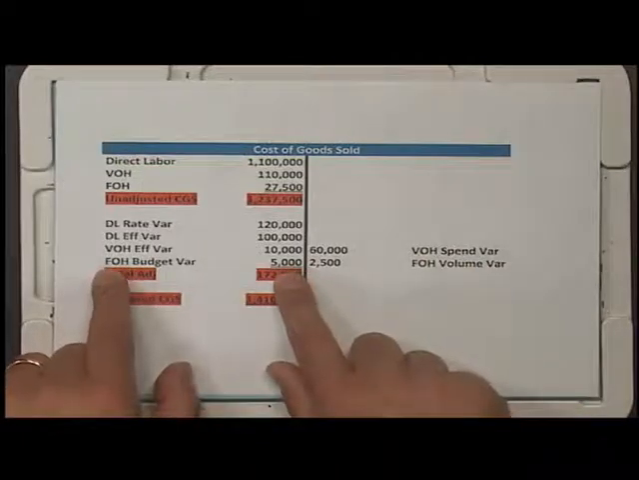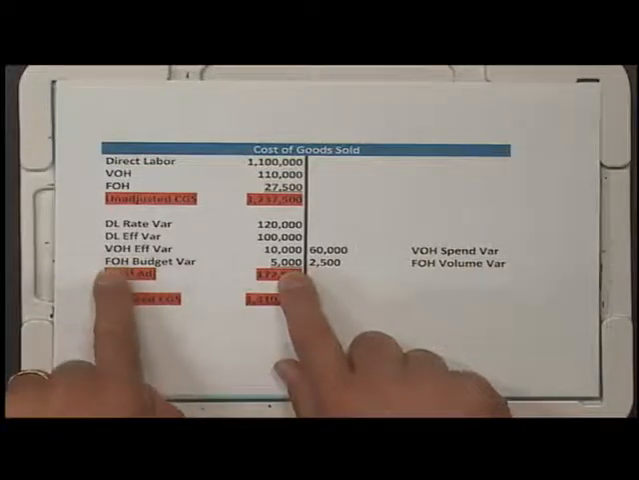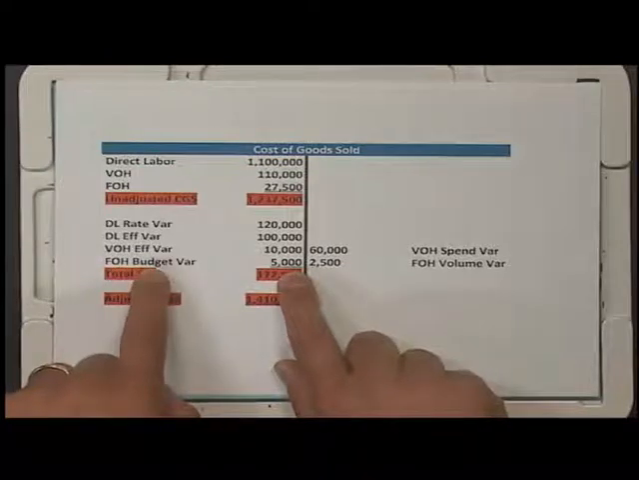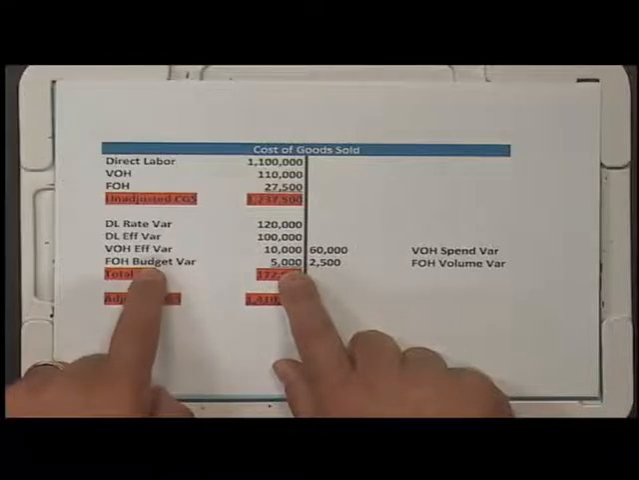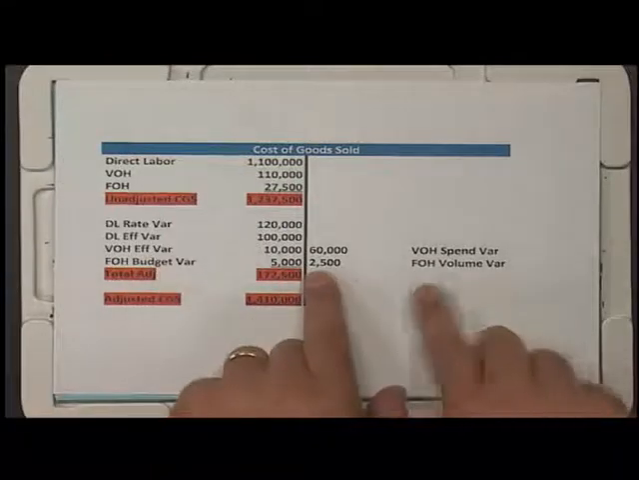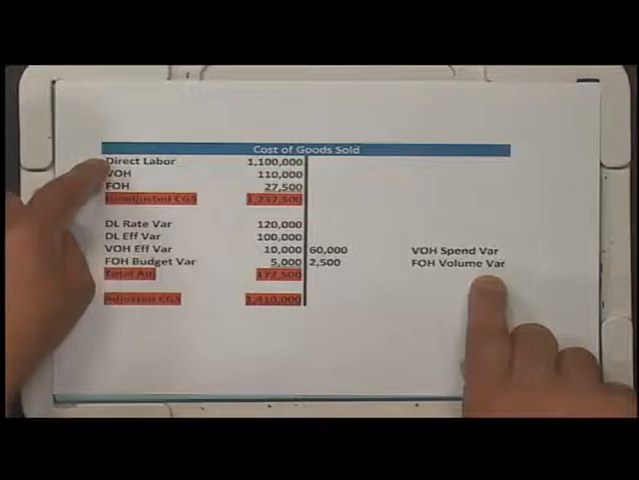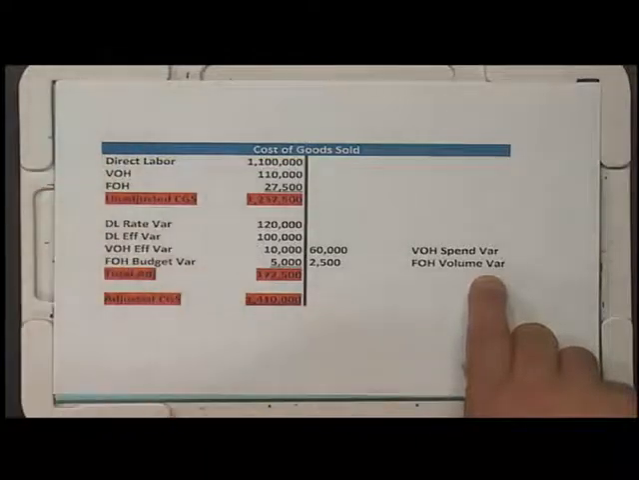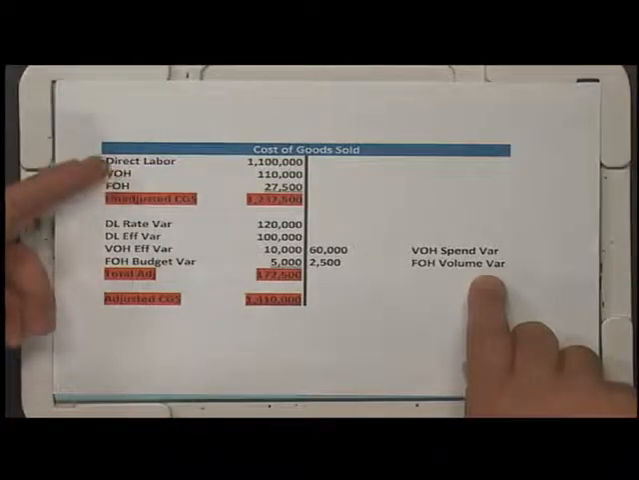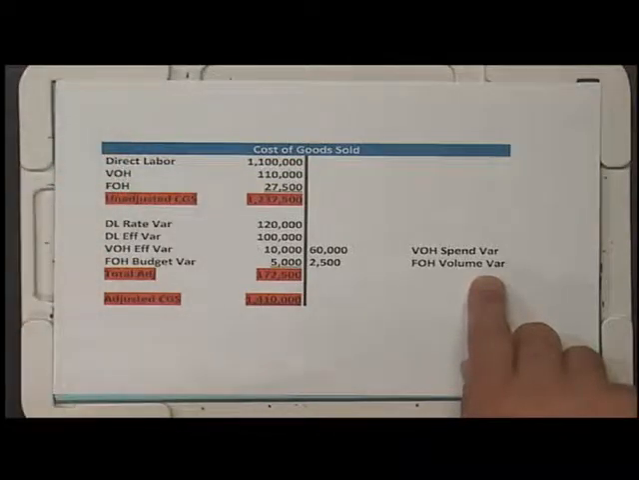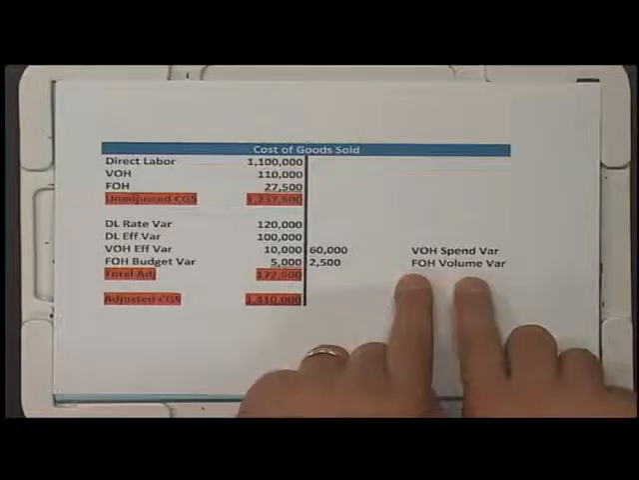We have an unfavorable budget variance. We spent $30,000 on fixed overhead when the budget said we should have spent $25,000. Darn those rent increases. And then finally, we have a little bit of a reduction in cost of goods sold because we applied too much, because we graded 110,000 pages instead of the 100,000 we thought. So we applied a little more than the $25,000 we projected. That's our fixed overhead volume variance.